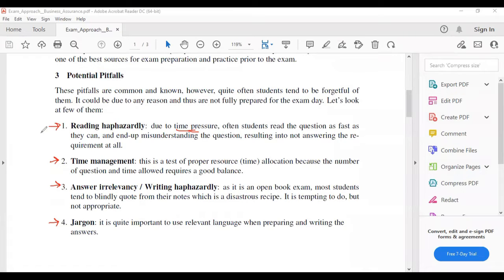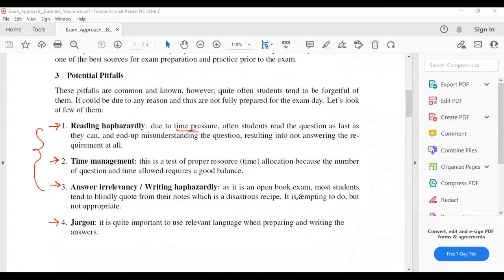So you see all these points are very, very linked, right? Because there's time concern, there's not enough time. You either read the question very fast, or you write very fast. Writing fast is okay as long as you are writing relevant. But if you're writing very fast with irrelevancy, it's not going to help, right?